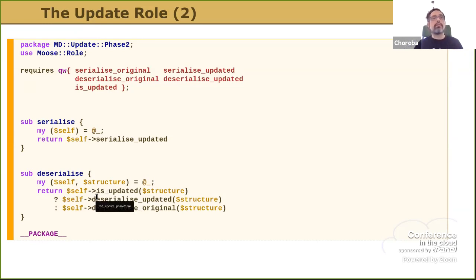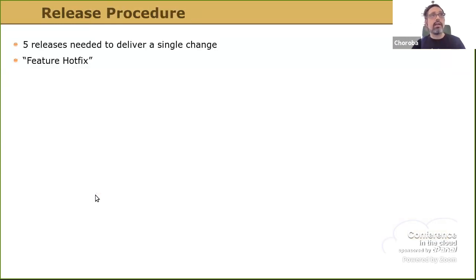We use the method appropriate for the structure we are deserializing, which means we need 5 releases to deliver a single schema change, but everything happens while the application is running, so customers don't notice anything. And we have a process called feature hotfix, which makes this possible. And it usually takes a day to do it because of test suites and integration tests and so on. So in fact, it takes about a week to deliver such a change.